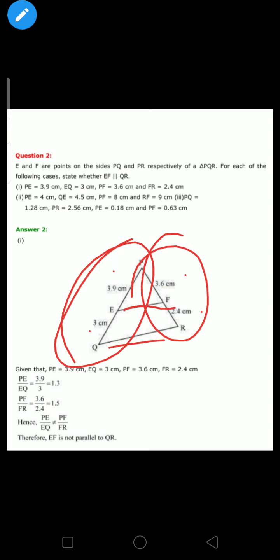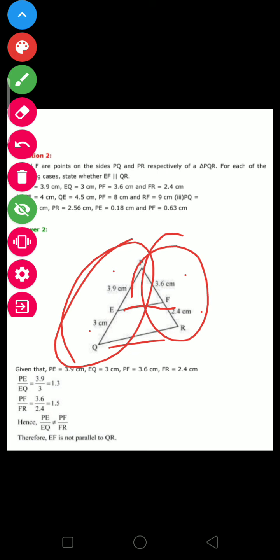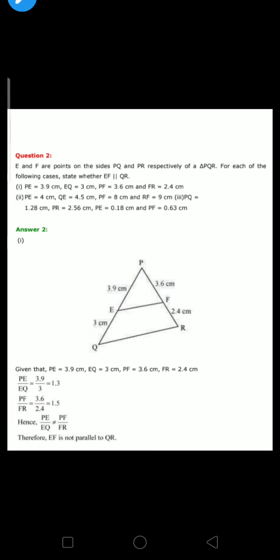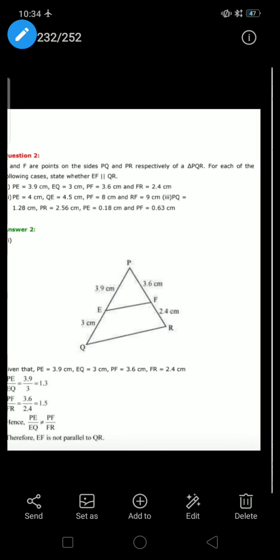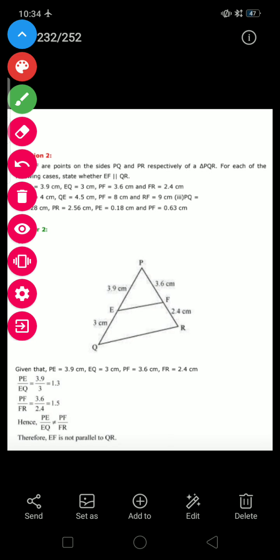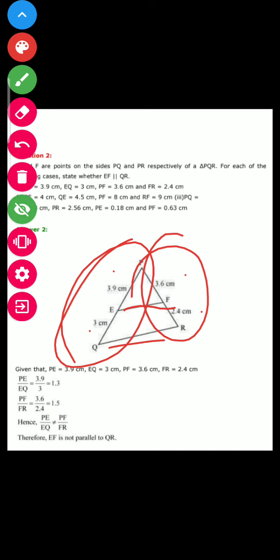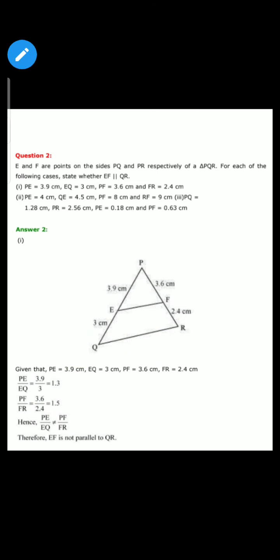Means that is the inverse of what? Thales' theorem. Okay, we will use that, students. By the converse of Thales' theorem, you can write down, students. What can you write down? You can write down by the converse of Thales' theorem.